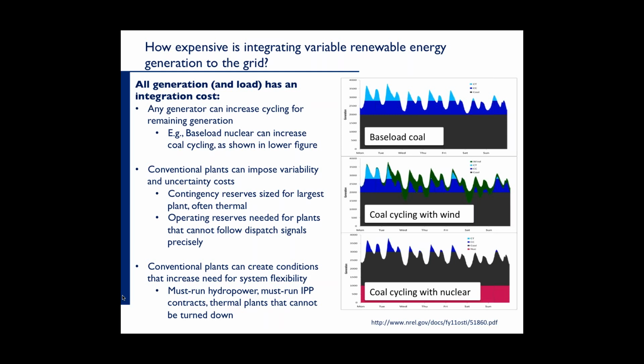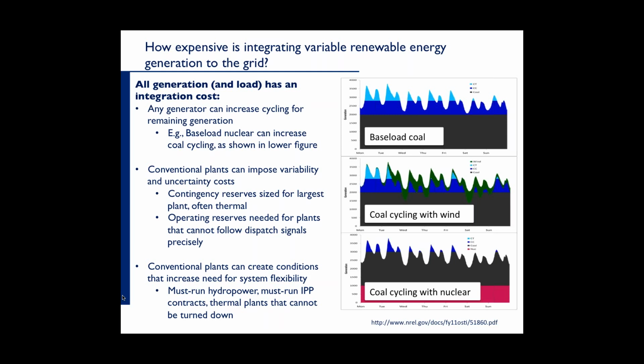So if you jump down to the very bottom, we don't have any wind, but now we have nuclear, which almost always in the U.S. at least runs at constant baseload output. And now take a look at what happens to the coal plants. The coal plants are cycling. And so this is just a simple example that shows that many different types of generators might have some sort of integration cost.